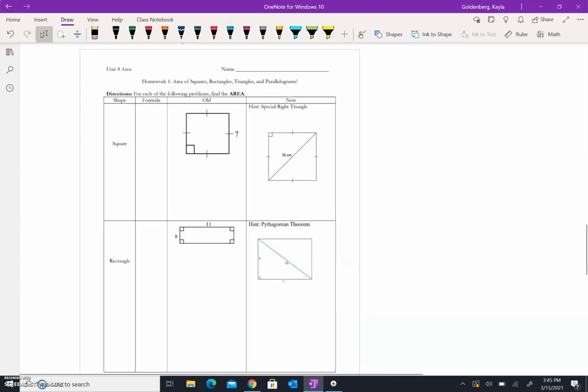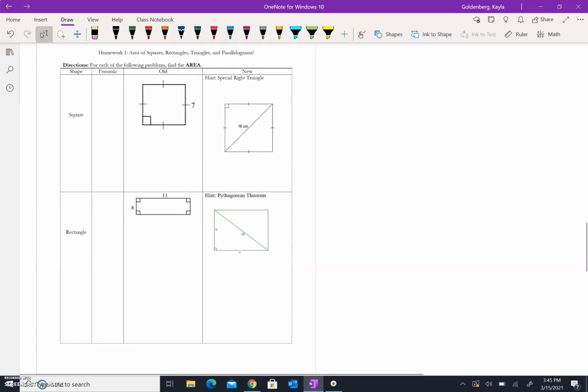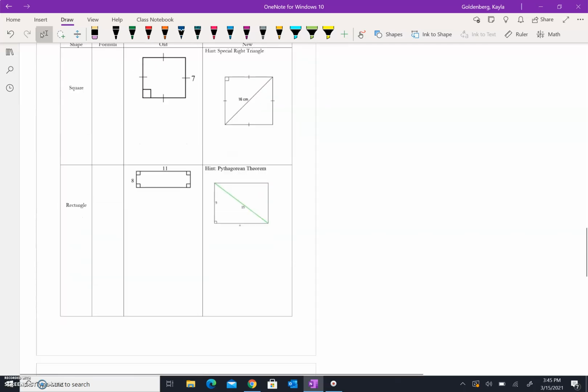And then what you guys see here, this is your homework. So I'm going to mention a couple things about it in this video. And what's nice is you've got your square, your rectangle, your parallelogram, and your triangle.